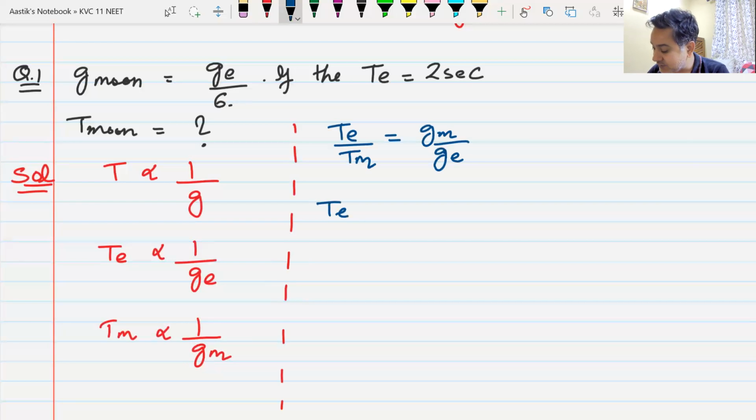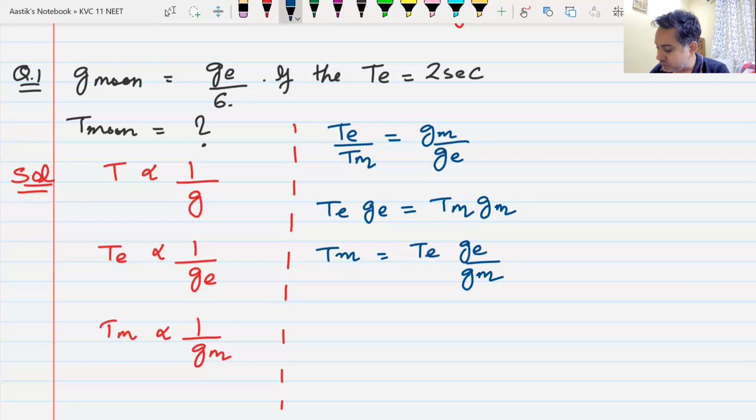Or you can write it like this. Time of flight on Earth multiplied by acceleration due to gravity on Earth is equal to time of flight on moon multiplied by gravity on moon. So time of flight on moon will be time of flight on Earth multiplied by gravity on Earth divided by gravity on moon. Time of flight on Earth is 2 seconds. Gravity on moon is gravity of Earth divided by 6. So if I divide it, I will get 6. Time of flight on moon will be 12 seconds.